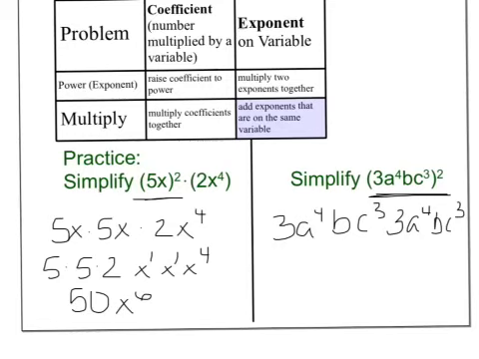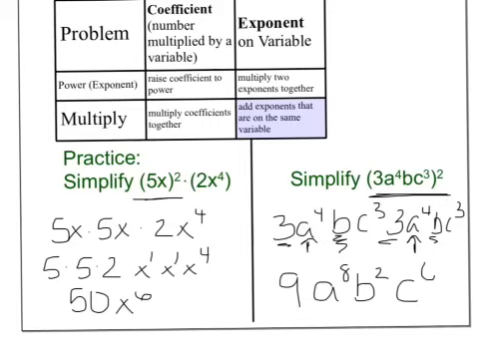Now that I've gotten it written twice, I'm going to go through and take my 3's and multiply them. 3 times 3 gives me 9. Next, I'm going to look at my values of a. I have 2 of them, which is a to the 4th and a to the 4th. So all together, I have a to the 8th. Next, my b's, I've got 2, so it'll be b squared. And then my c's, I've got c to the 6th power.